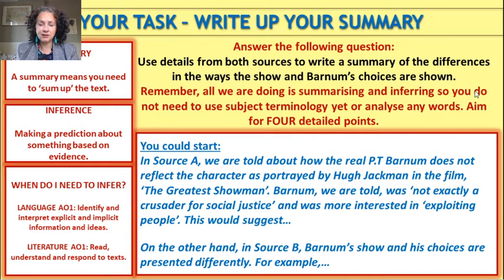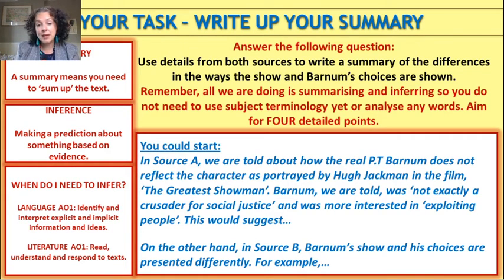Now this is what I'm going to put up for you on Wednesday so that you can have a go at writing it up, but I thought it might be useful to show you today as well. So this is an example of how you could start. You could say in source A, we're told about how the real P.T. Barnum doesn't reflect the character as portrayed by Hugh Jackman in the film. We're told he wasn't a crusader for social justice and was interested in exploiting people. Okay, so source A is harsher, isn't it? It's all about the exploitation, the bewildered indigenous people, him taking advantage and twisting and faking.